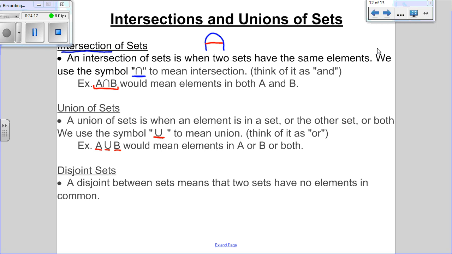Disjoint sets are two sets that have nothing in common. So if we were talking about this in layman's terms, and I said you have the set of males in here, and you have a set of females in here, those would be disjoint sets. Nobody's in both things. Okay?